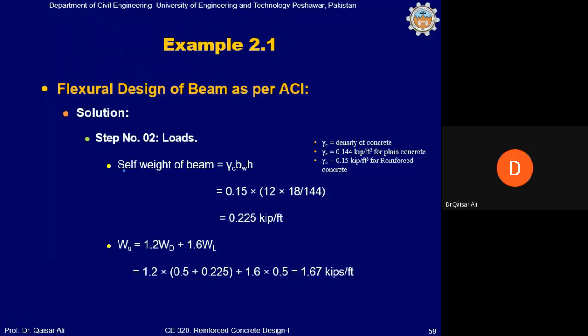Now first of all you will calculate the self weight of the beam, which is equal to the unit weight of the beam multiplied by the cross sectional area of the beam. 0.15 multiplied by 12 by 18, divided by 144 to convert this into foot square. So this is the self weight of the beam. Calculate the ultimate load. It will be equal to 1.2 into dead load, where dead load is 0.5 plus self weight, plus 1.6 multiplied by live load. So finally the ultimate load acting on the beam is 1.67 kips per foot.